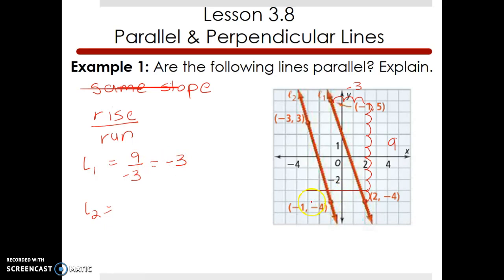Let's try our line 2. It's going to be 1, 2, 3, 4, 5, 6, 7, 7 up, 1, 2, 2 in the negative direction. So 7 over -2. This cannot simplify. So is -3 and -7 over 2 the same slope? No, so these lines are not parallel, since the slopes are not the same.